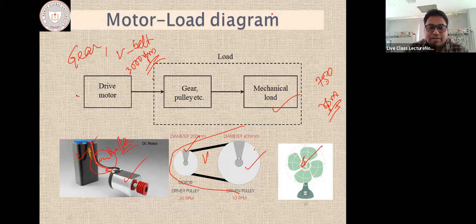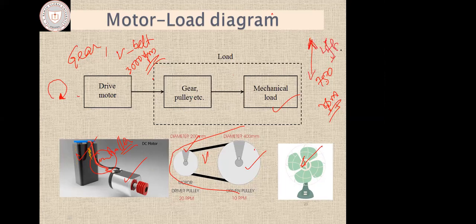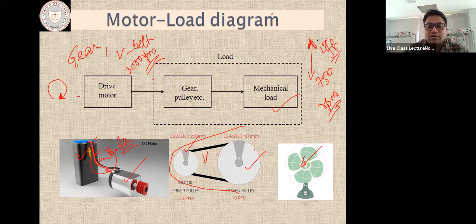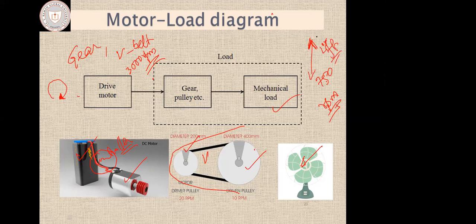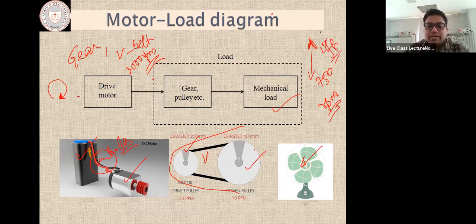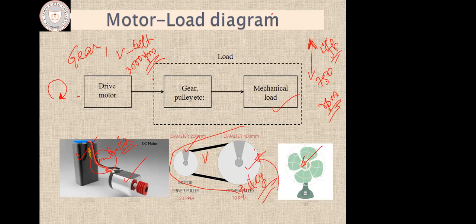Sometimes your motor will only rotate, right? But sometimes you need to have a linear motion also, like a lift. The lift will go up and down, but the motor will rotate either clockwise or anti-clockwise. So there you need to have such a type of interface, a pulley type of thing. So that's why you need such an interface.